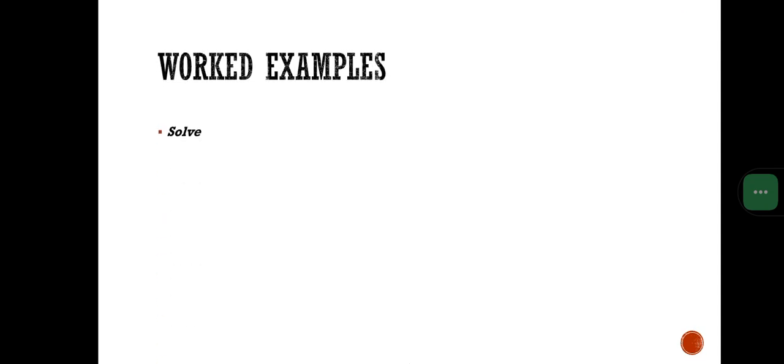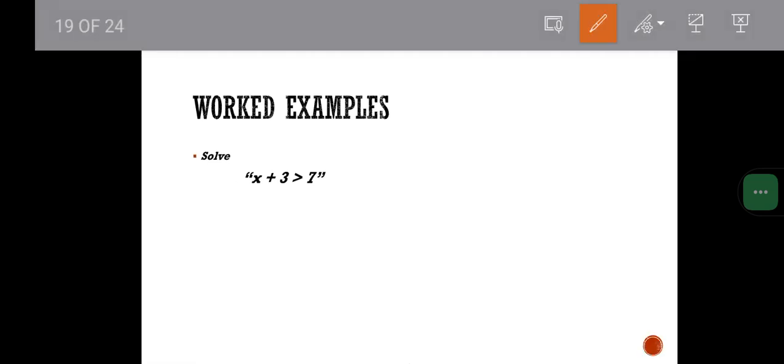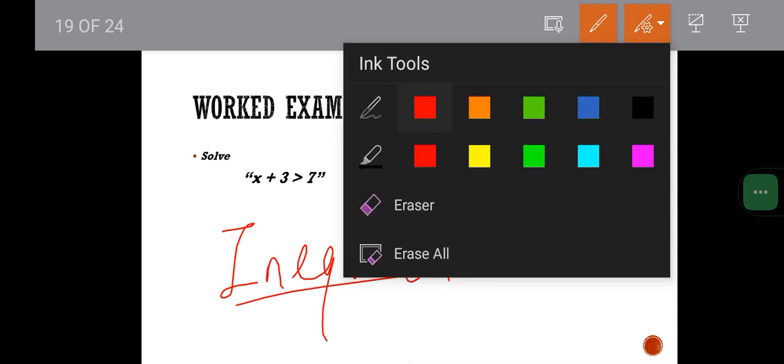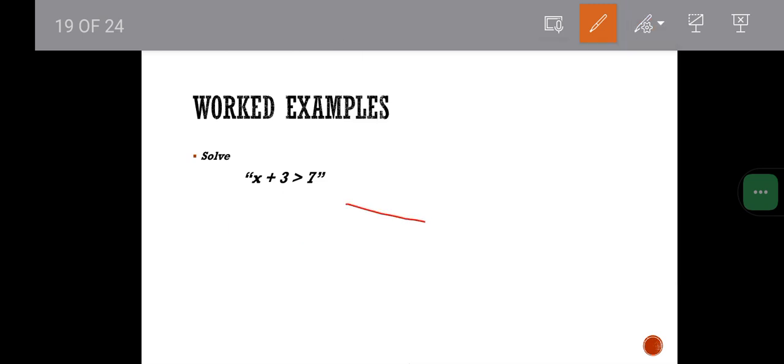All right. For the first question, it says solve x plus 3 greater than 7. Now let us understand something about these called inequalities. Let's understand. Now, it follows a greater than sign or a less than sign.